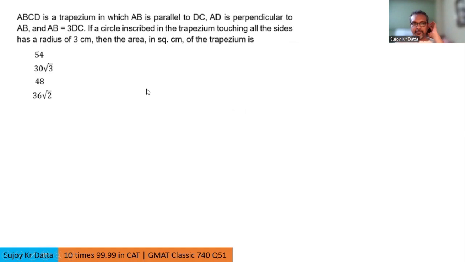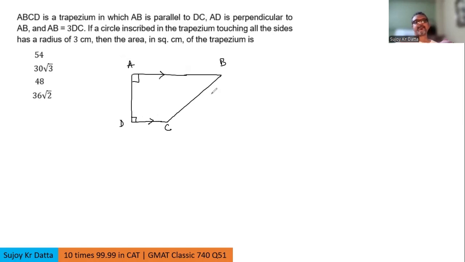Number 14. ABCD is a trapezoid in which AB is parallel to CD. So let's draw that. And AD is perpendicular to AB. So we have got it like this. C is somewhere there. This is D. And AB is thrice of DC, so AB is slightly longer. Let's make it a little long. These two are parallel, so that means this also has to be 90 degrees.